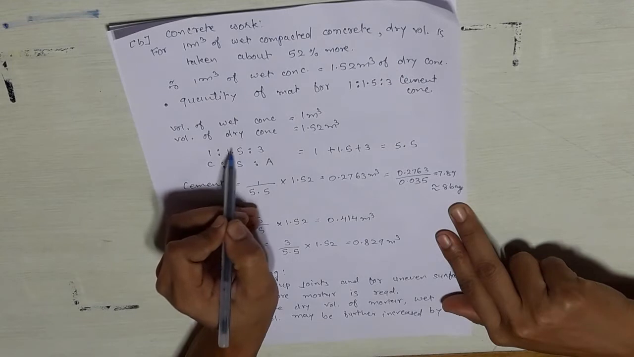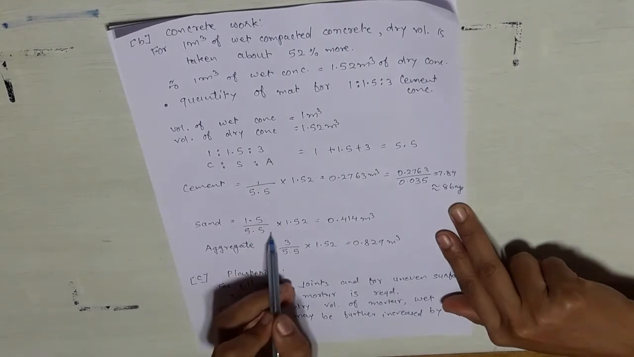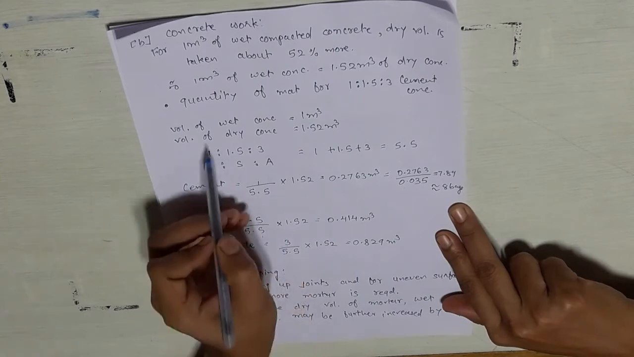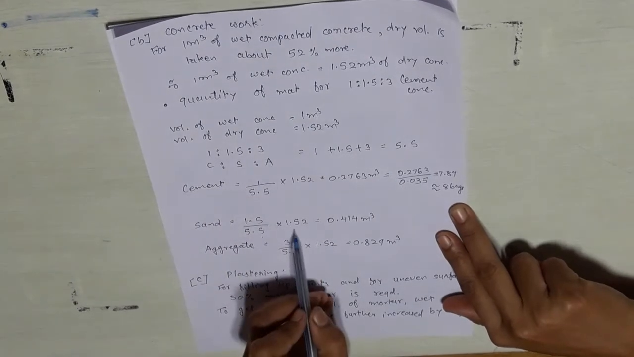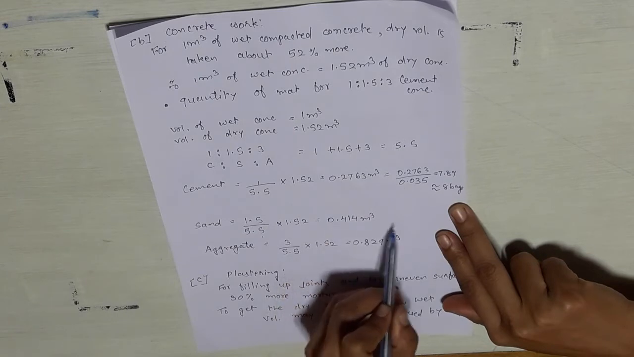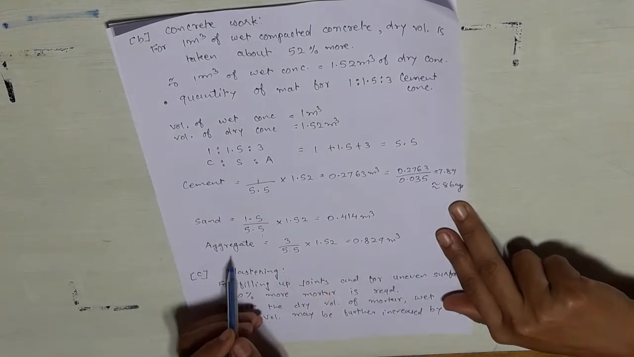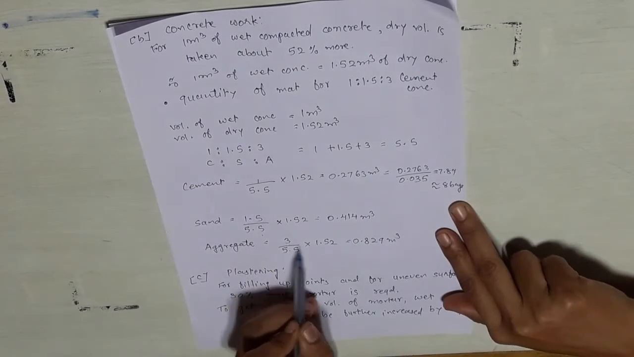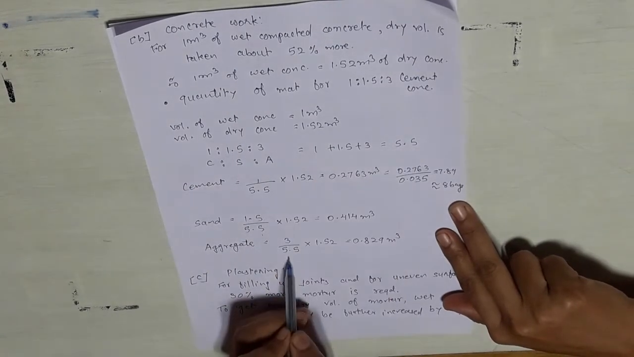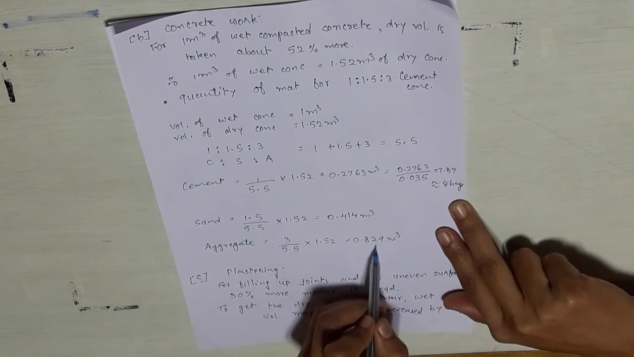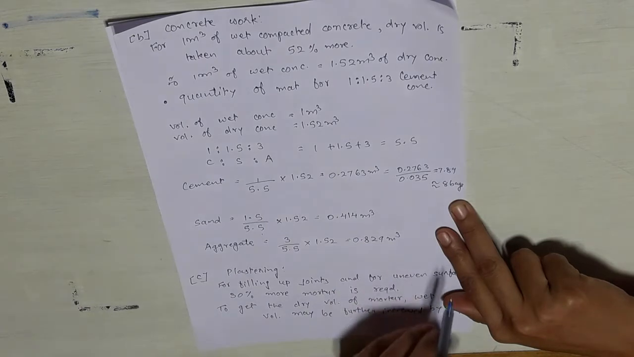Same way for sand, here 1.5 part sand, so 1.5 divided by total 5.5, multiplied by the volume of the dry concrete, 1.52, so the answer comes to 0.414 meter cube. And aggregate, 3 part of aggregates, so 3 divided by total 5.5, multiplied by 1.52, that comes to 0.829 meter cube.